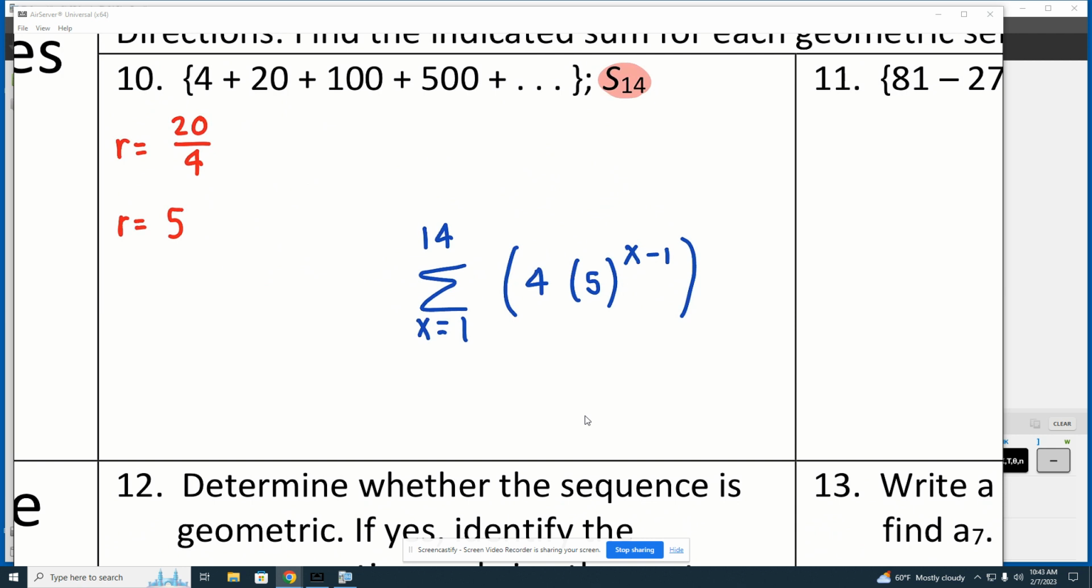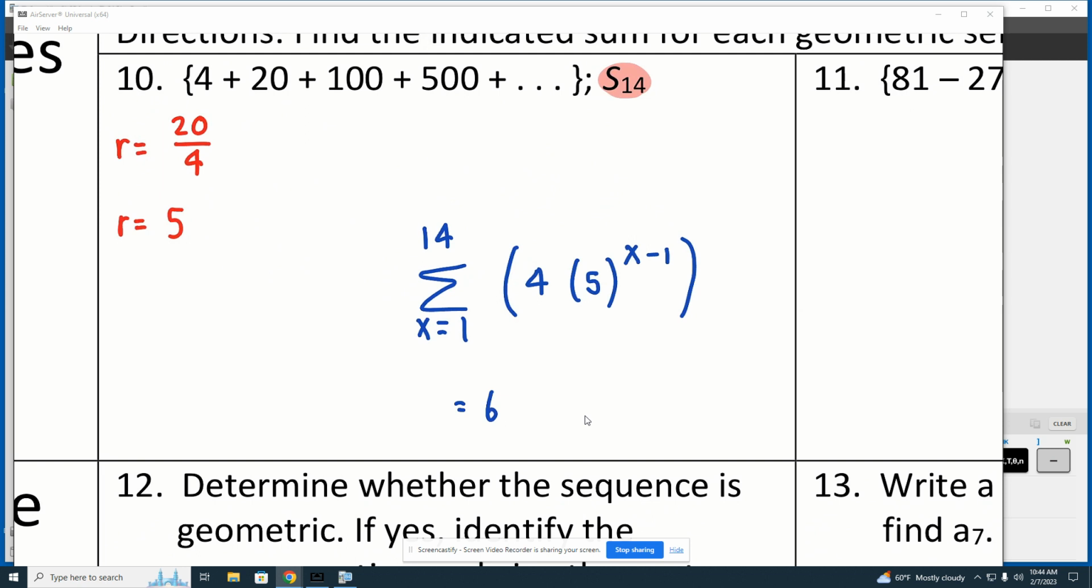Alpha window number 2, you're going to define your variable x from the first to the 14th term. And then here's the key. All of this has to stay inside your original parentheses. Don't move outside of them. Okay? So you're going to type in to your original parenthesis 4, open parenthesis, 5, close parenthesis, raised to the x minus 1 power. And then you're going to push equals. And what do you get? Big number. Let's have it.